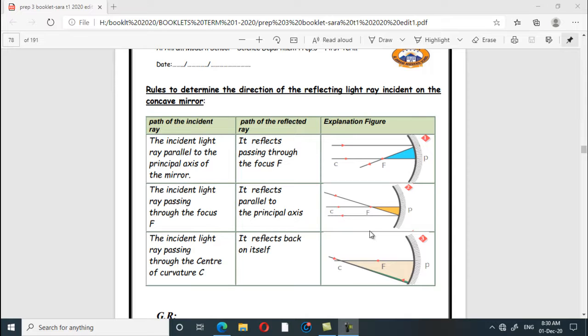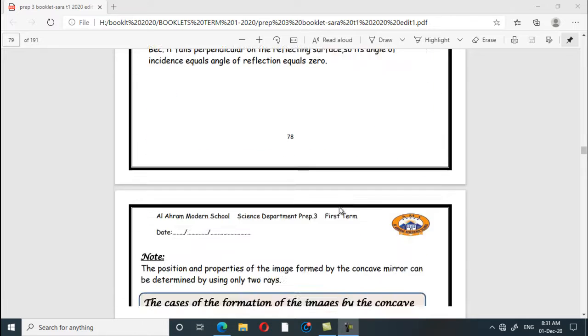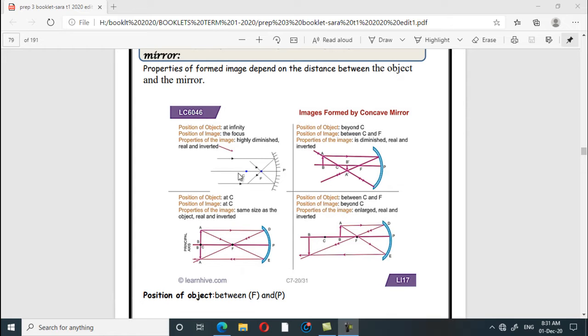So we will use two of these three rules, or the three rules itself, to draw the image inside the concave mirror and to find the properties of the image that are formed inside it. Let's start with the first case.